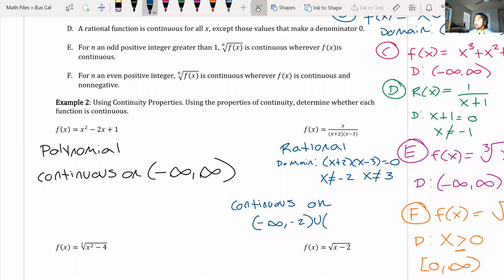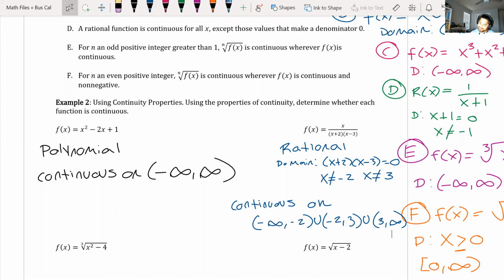To infinity. -2 to 3. Good. -2 to 3. Don't forget about that piece. Union, and then where do we go? 3 to infinity. 3 to infinity. So that's how we find out where this function's continuous on. All right. Any questions on that one?